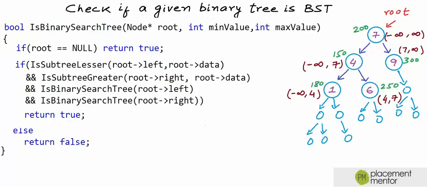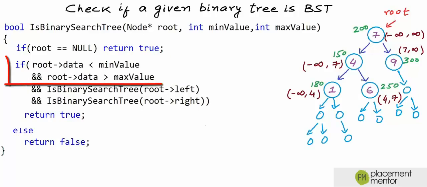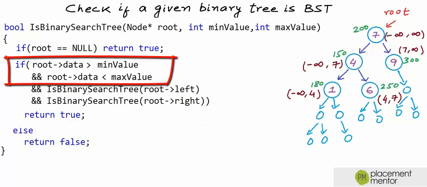So I'll get rid of these two function calls, IsSubtreeLesser and IsSubtreeGreater, which are really expensive, and I'll add these two conditions. Data in root must be greater than min value and data in root must be less than max value. These two checks will take constant time. IsSubtreeLesser and IsSubtreeGreater functions were not taking constant time. Running time for them was proportional to number of nodes in the subtree.